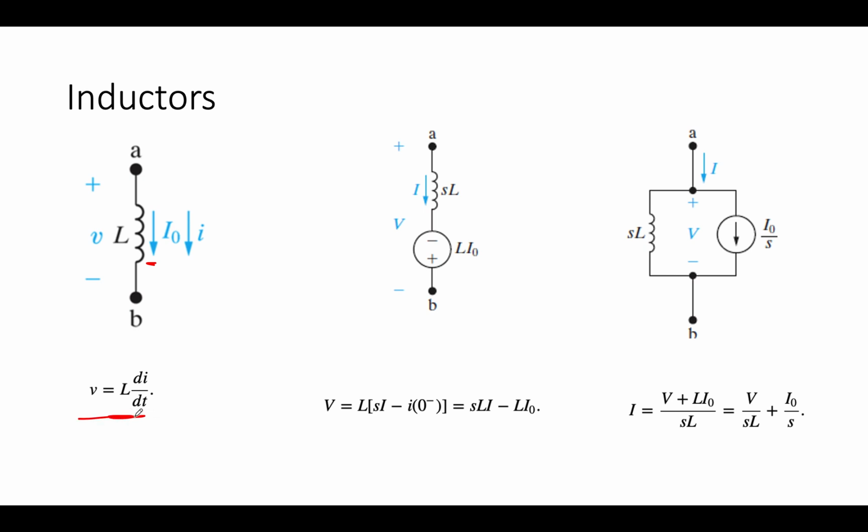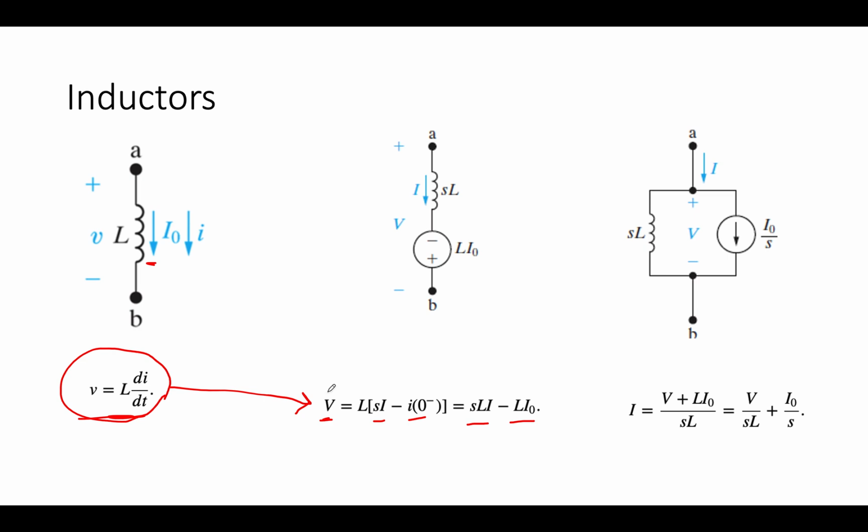V is equal to L di/dt. When we transform this equation, first I want you to focus just on this equation. If we apply the derivative property, then basically the voltage, which is a function of time, will transform into a voltage which is a function of S. The di/dt, using the derivative property, becomes S times I minus the initial condition I at 0 minus. So when we combine that and multiply it by L, we get this SLI minus LI naught.